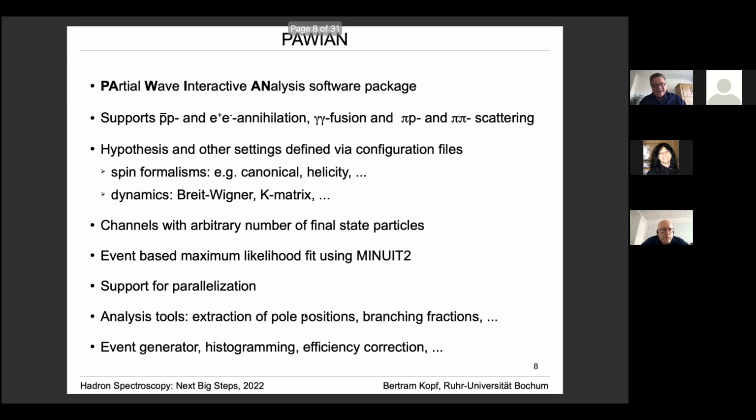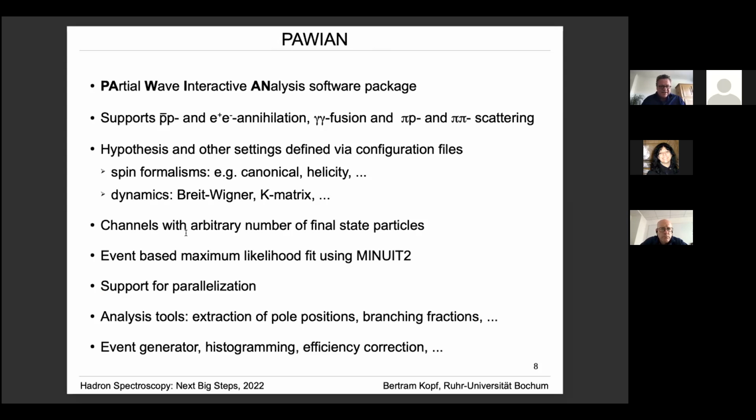For our partial wave analysis, we are using the Pawian package, which we have developed, the partial wave interactive analysis software. So far, antiproton-proton annihilation and e+ e- annihilation are supported, also gamma-gamma fusion, and also pion-proton and pi-pi scattering data. It is a user-friendly package where one can, for example, define a hypothesis and also other settings via flat ASCII configuration files. One can switch between different formalisms, and also use different dynamics.